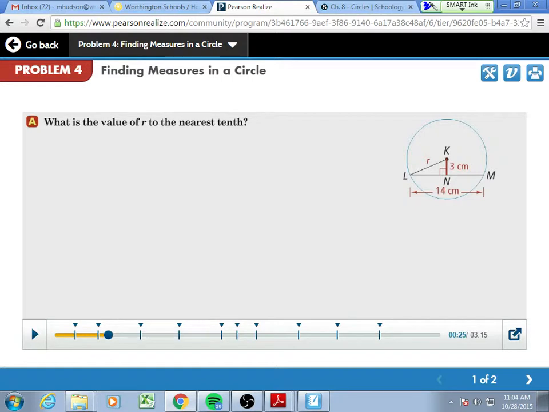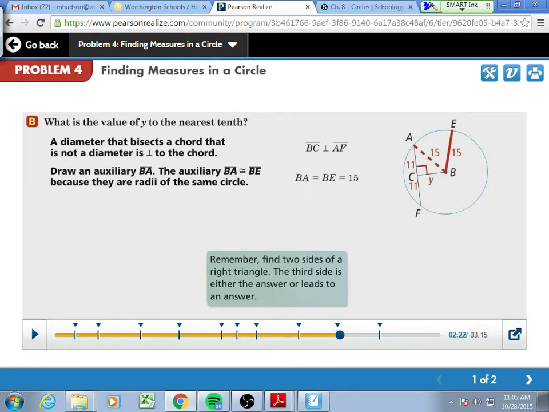Pythagorean. How so? Well, LM is 14 centimeters, and since you see the right angle, since it's perpendicular, what do we know? We know that LN is congruent to NM. Yeah, we know it bisects. So LN congruent to NM. Very good. So LN is 7, and then you find 7 squared. Yeah, so once we find that LN is 7, then it's just using the Pythagorean.